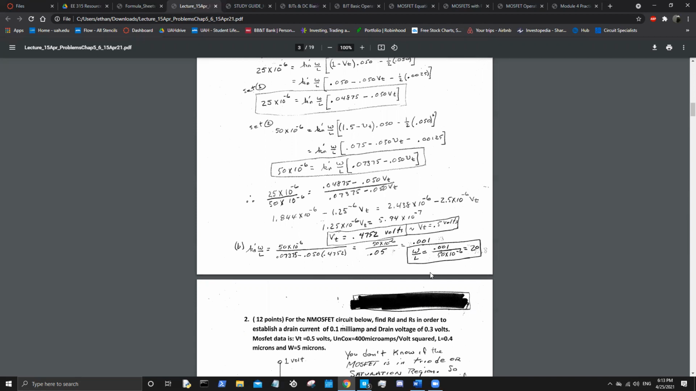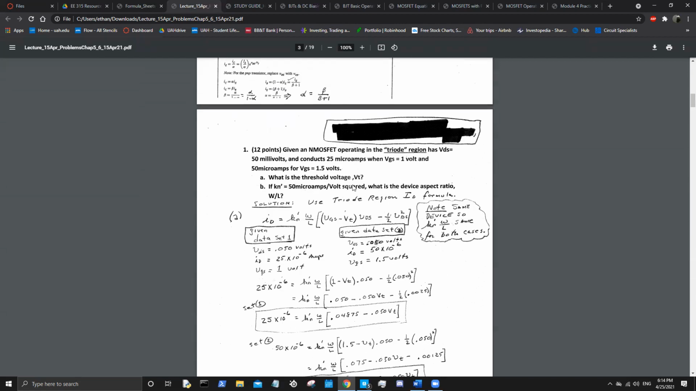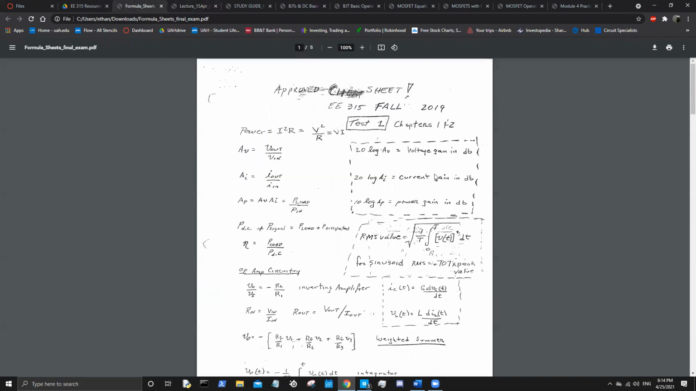So the biggest thing for this one is knowing what equation to use, given that you're in the triode region. It tells you the triode region, and this results in spitting out an equation. Let's check out the formula sheet.